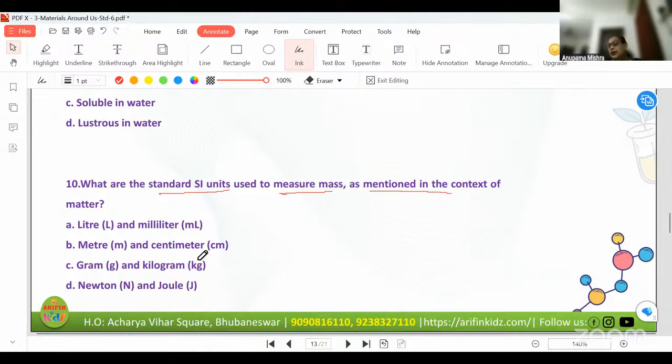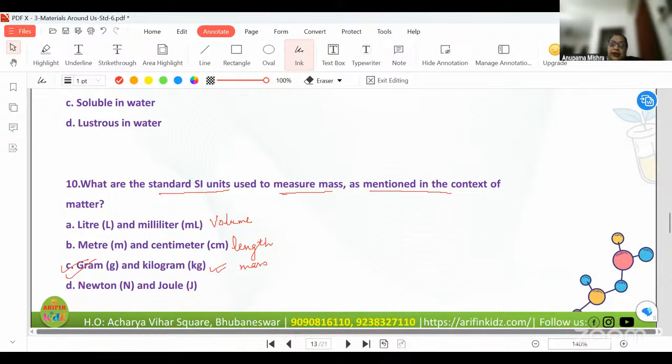Okay, some are giving C answer. A answer. A, liter and milliliter, that we use for volume. This is for the length. So naturally this will be for the mass. So the answer is gram and kilogram. Yes. Joule is to measure the energy. Yes, you are correct. Those who are giving the answer A, it's wrong. Gram and kilogram is correct.